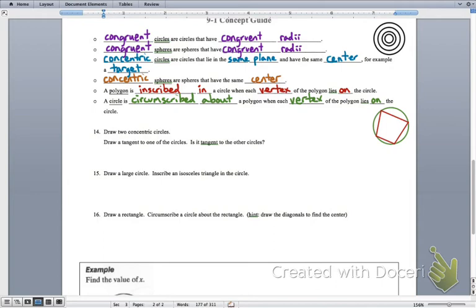Here's an example. This red quadrilateral is inscribed in this green circle. The green circle is circumscribed about the red polygon. So it depends on what you're talking about, the quadrilateral or the circle, that will determine which phrase you use. All right, try drawing some of these yourself. Numbers 14, 15, and 16. See how that works. Sometimes it helps to draw them big-ish.